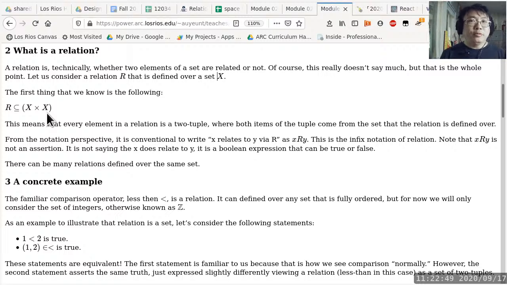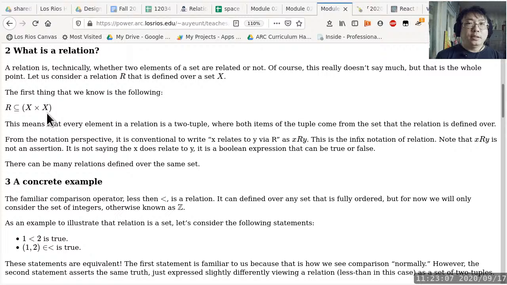So this might remind you of functions, right? Because a function has a domain and a codomain, and a function is a subset of the Cartesian product between the domain and the codomain. So it might remind you of that. But there are certain things that are very different between the two.